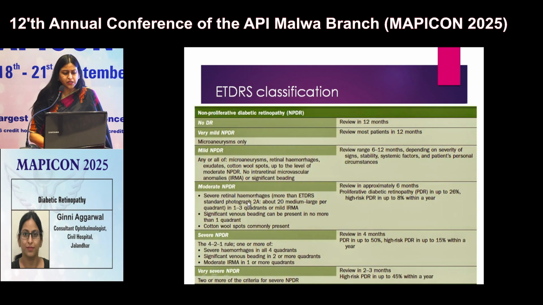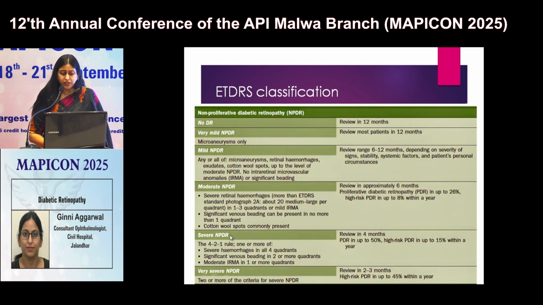In moderate NPDR, there are several severe retinal hemorrhages, about 20 in 1 to 3 quadrants. There is venous beading and there are cotton wool spots. Now venous beading is where there is pericyte loss and outpouching. That is why there is a sausage-like appearance, which we clearly see on retinal examination.